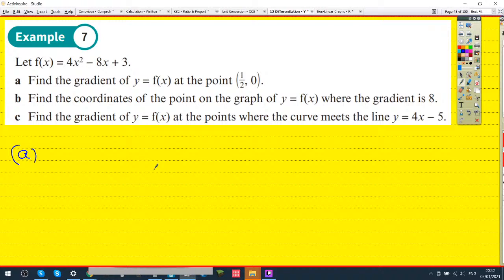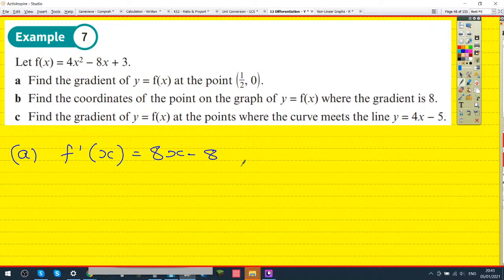So would you need to substitute... Wait, no. You get the derivative of f(x) first. Yeah, it's called f dash of x. So different names depending on if it's y or f of x, but the same idea. So it'd be 8x minus 8. Is that all? Yep.